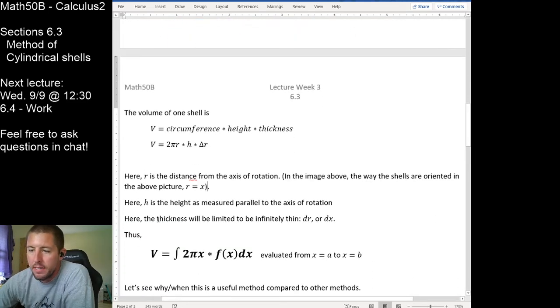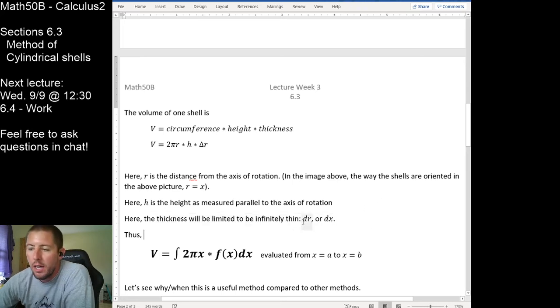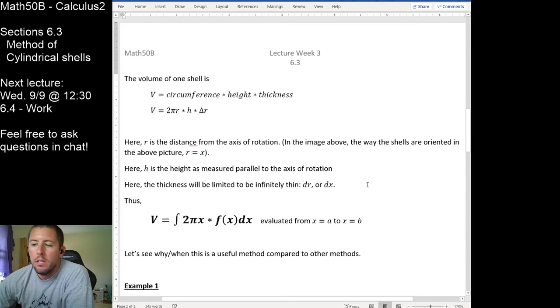Finally, the thickness is defined by us being in calculus class, right? That's going to be our change in radius, or since we've decided that in this image, r and x are the same, it should be the case that dr and dx are also the same as each other. So we can go ahead and use this to come up with a different form of integral expression here.